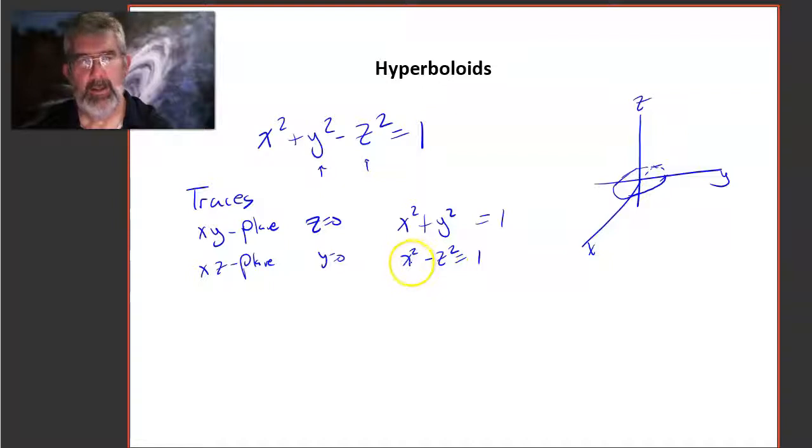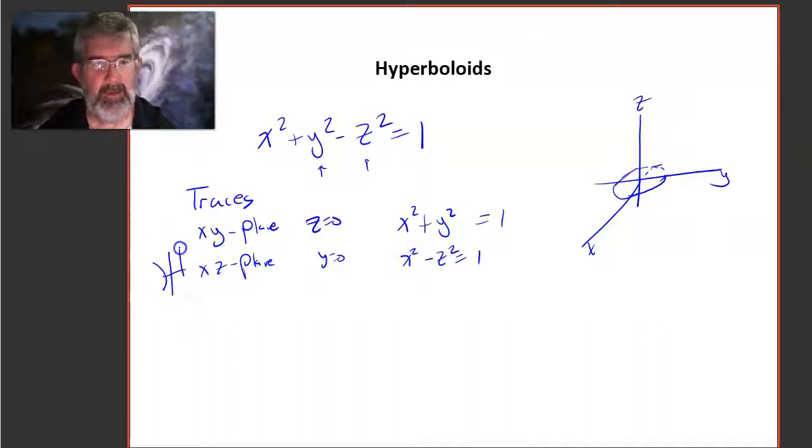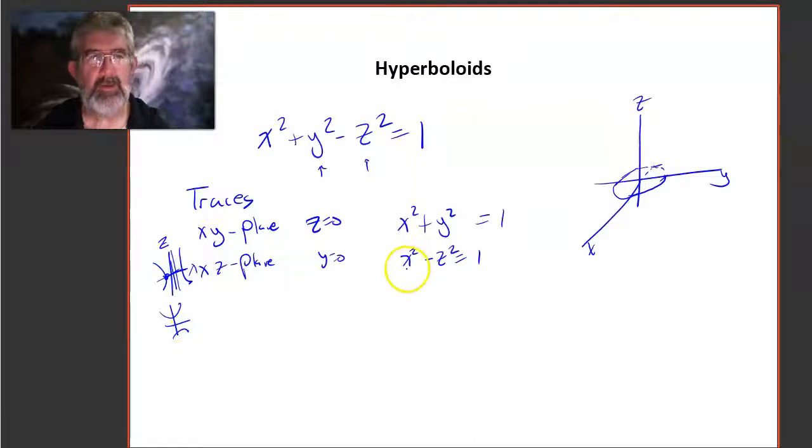I know hyperbolas look either like this or like that. And I have to decide which one I have. So since I'm in the xz plane, I've got an x-axis and a z-axis. And so does it hit the x-axis or does it hit the z-axis? Well, if it hits the x-axis, that's when z is equal to 0. And that would work all right. If I had x squared equals 1, then x would be plus or minus 1.